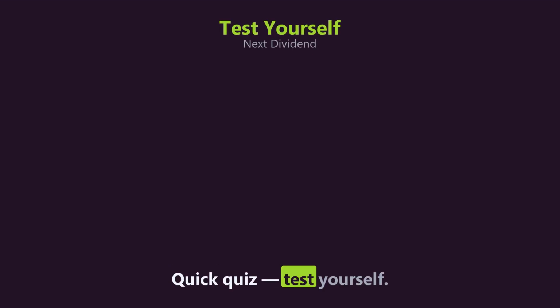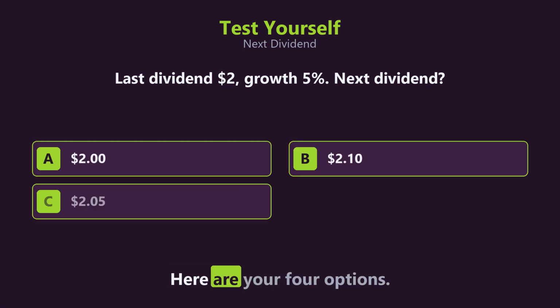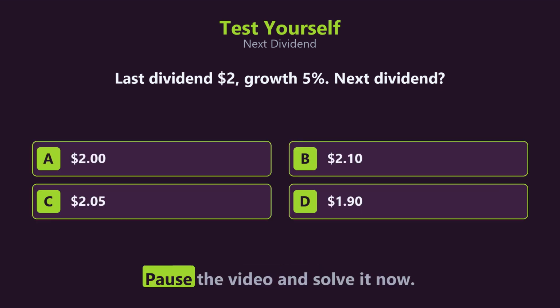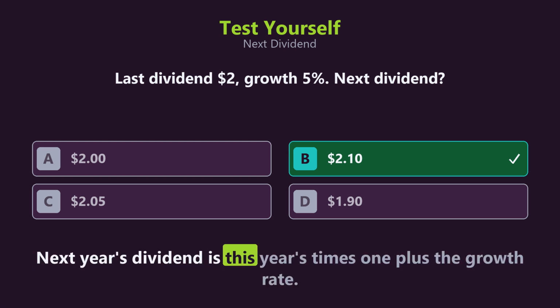Quick quiz, test yourself. A company just paid a dividend of $2 and it grows 5%, so what is next year's dividend? Here are your 4 options. Pause the video and solve it now. The correct answer is B, $2.10. Next year's dividend is this year's times 1 plus the growth rate.